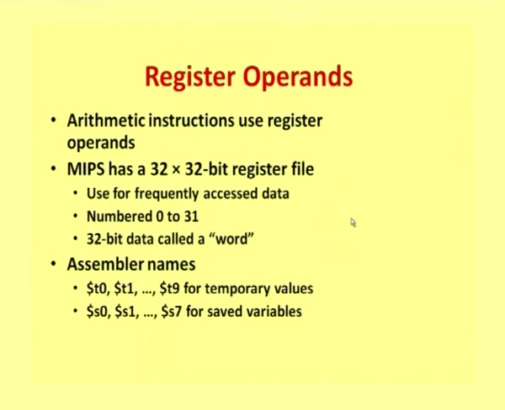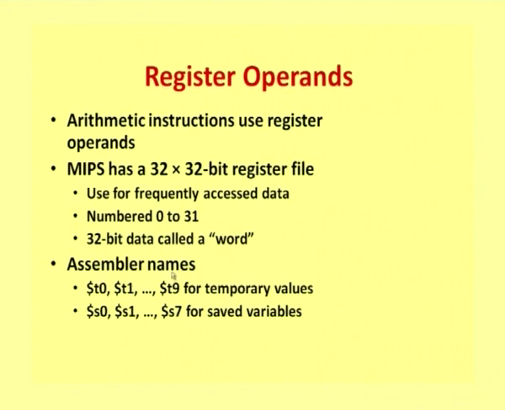What we have in the MIPS architecture is that arithmetic instructions basically use register operands. Okay, we said this is one of the characteristics normally of a RISC architecture, and it has a large register file. It has 32 registers, each register is 32 bits in length. So, we say it has a 32 by 32 bit register file. Now, we know that a group of registers is referred to as a register file. This is the one that is used for frequently accessed data, and these registers are typically numbered 0 to 31. And the 32-bit data is called a word.